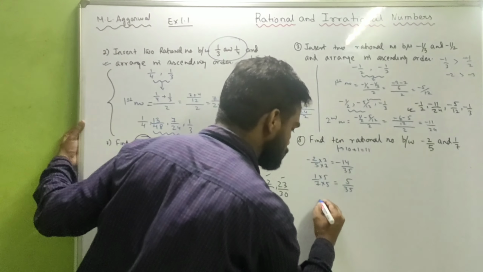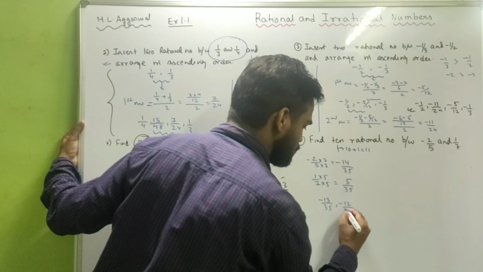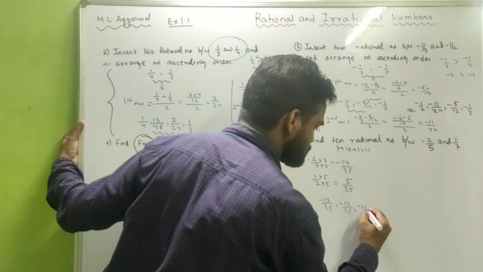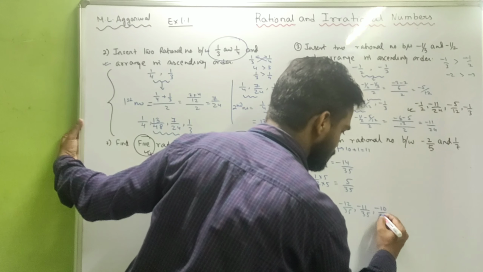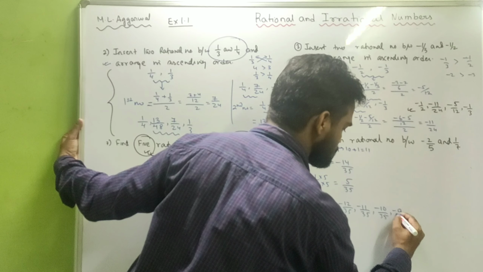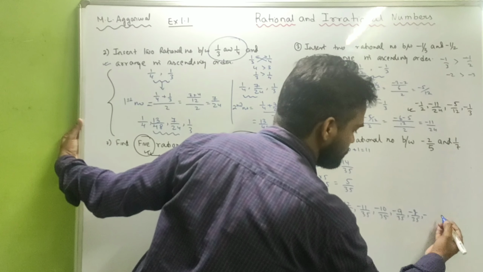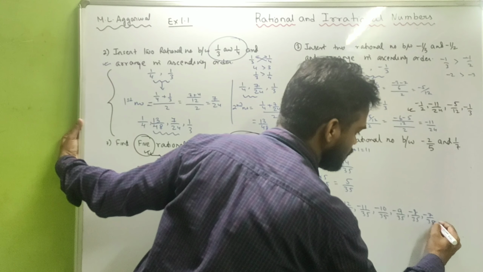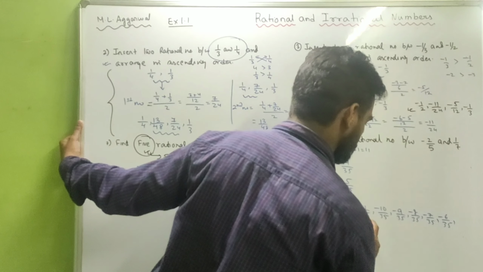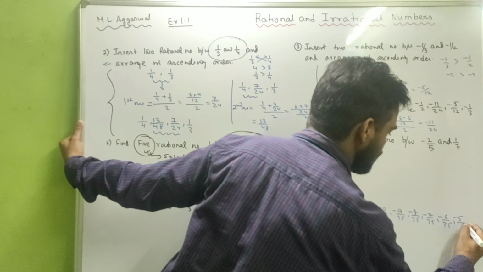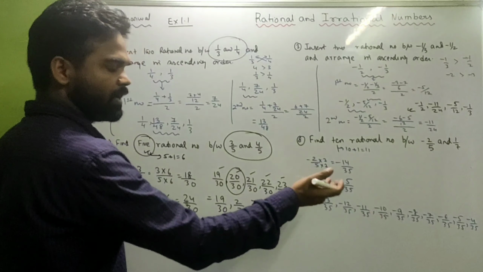10. So this will be minus 13 by 35, minus 12 by 35, minus 11 by 35, minus 10 by 35, then minus 9 by 35, minus 8 by 35, minus 7 by 35, minus 6 by 35, minus 5 by 35, this is the ninth one, minus 4 by 35. So these are my 10 numbers.